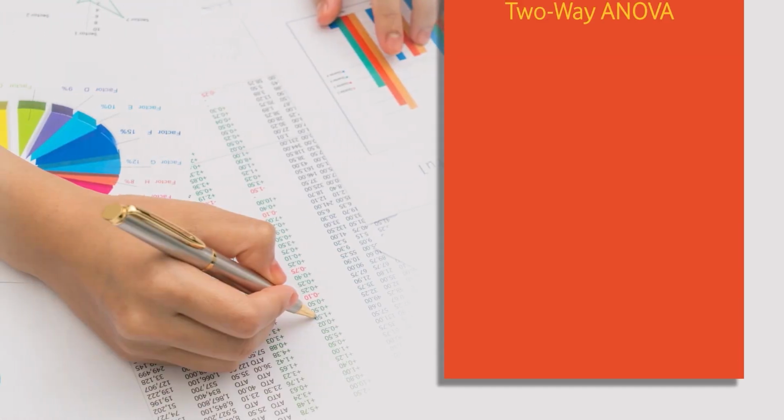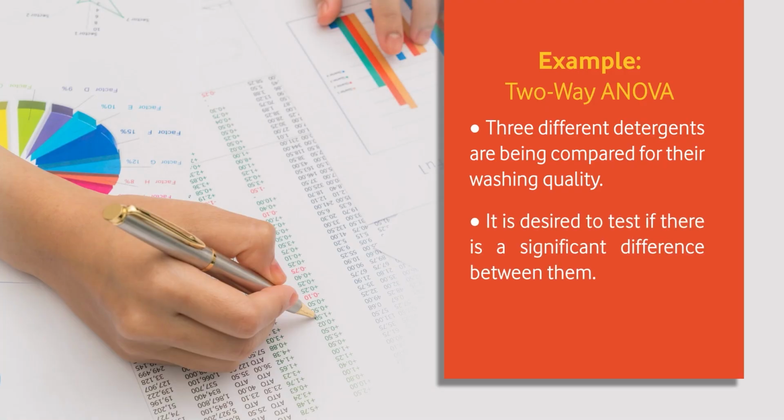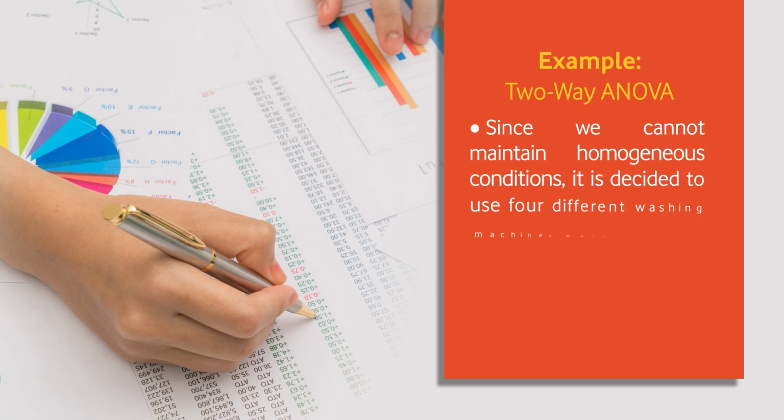Now, let us start with the example. Three different detergents are being compared for their washing quality. So, there are three detergents to be compared. We have three populations to be compared, each population corresponding to one detergent. It is desired to test if there is a significant difference between them. Since we cannot maintain a homogeneous condition, it is decided to use four different washing machine models. Each combination of machine and detergent is examined.